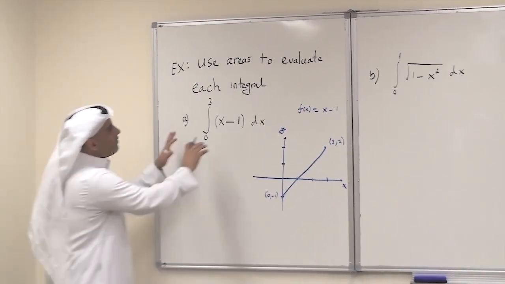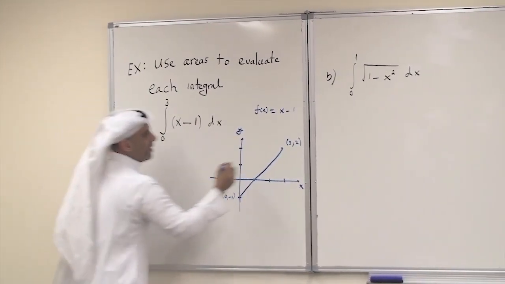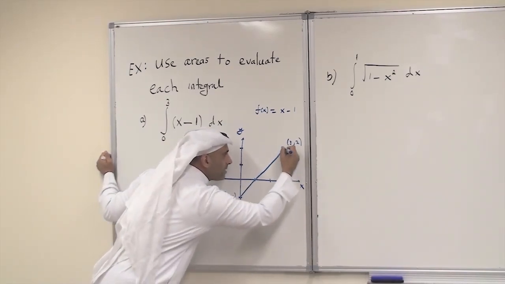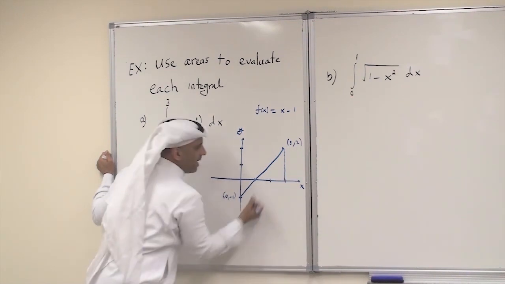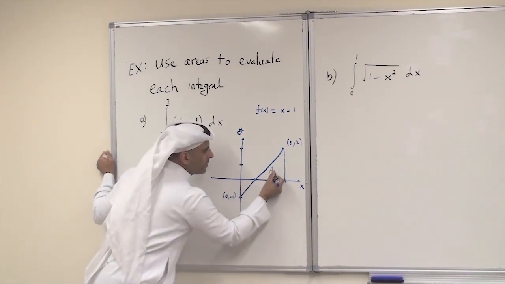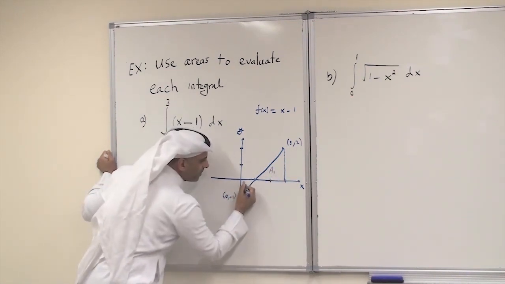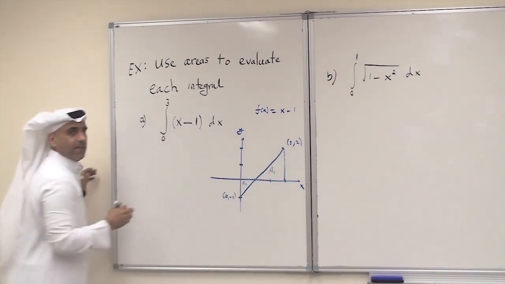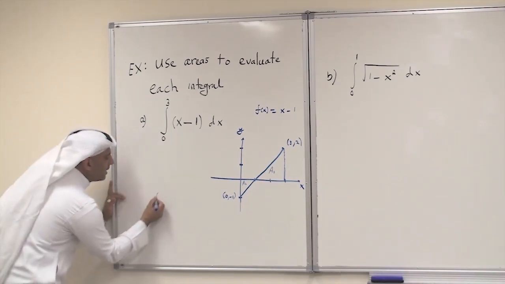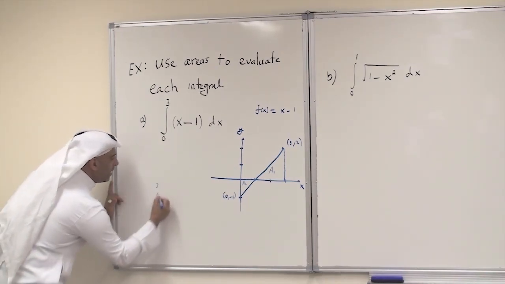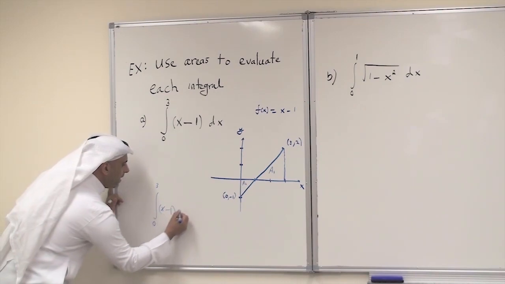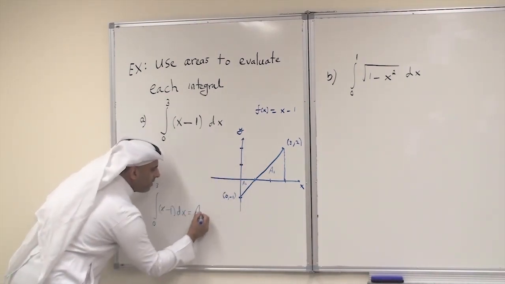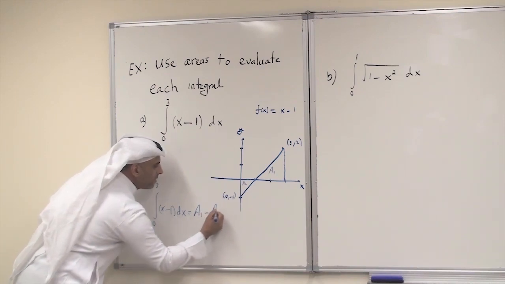Now, what is the meaning of the integral geometrically? If we form this triangle here, we call it, for example, area number 1. And we have here area number 2, which is the area below the x-axis, and the area above the x-axis. From the definition of integral, we said the integral from 0 to 3 of x minus 1 dx is nothing but the area above, in this case a1, minus the area below, which is equal to a2.